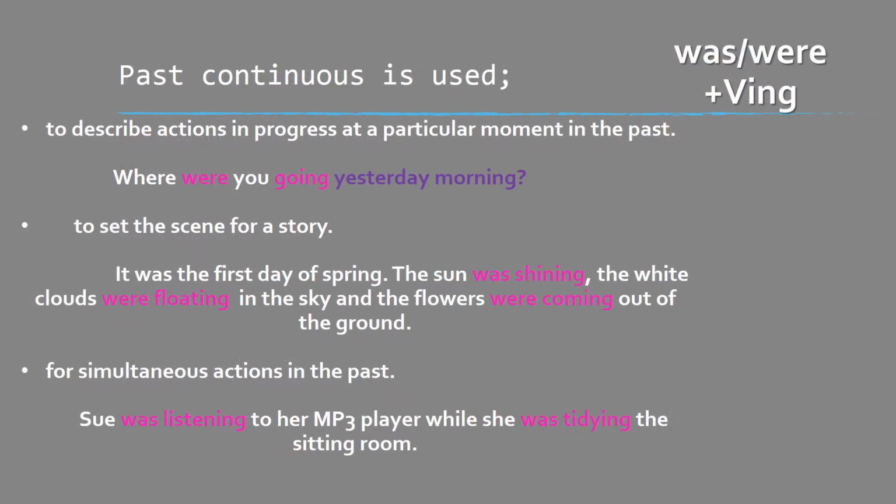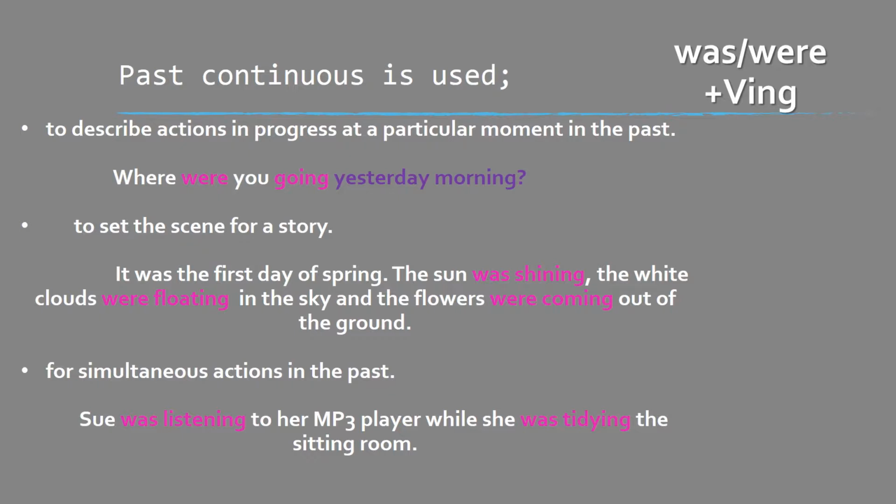Past continuous is used to describe actions in progress at a particular moment in the past. For example, where were you going yesterday morning? Or to set the scene for a story. It was the first day of spring. The sun was shining, the white clouds were floating in the sky, and the flowers were coming out of the ground. For simultaneous actions in the past, we also use past continuous.